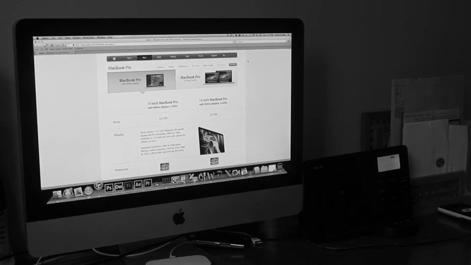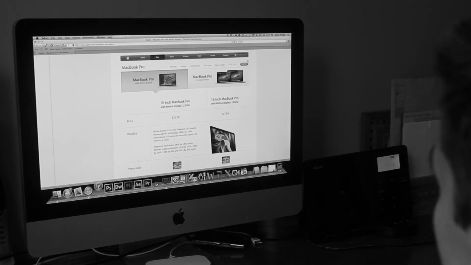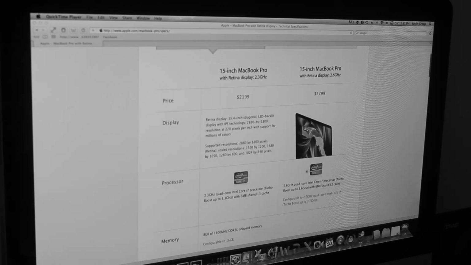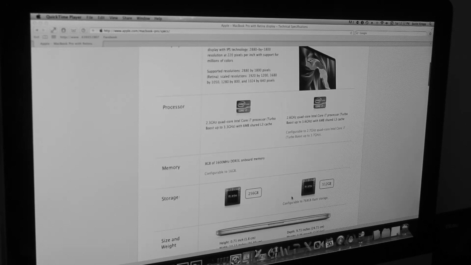Whoa! Look, it's the new MacBook Pro, eh? So look at what it has, eh? 2.6 GHz quad-core Intel Core i7 processor, turbo boost, blah, blah, blah. 8 gigs of DDR3L onboard memory, pretty sweet. Whoa, it even has a flash, eh? To take the pictures, eh?